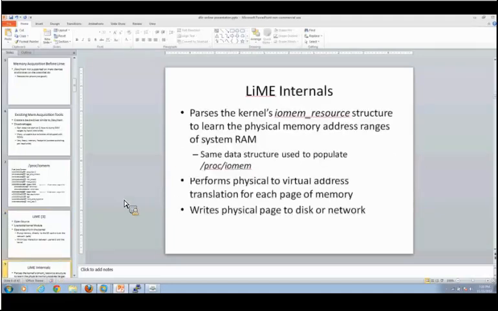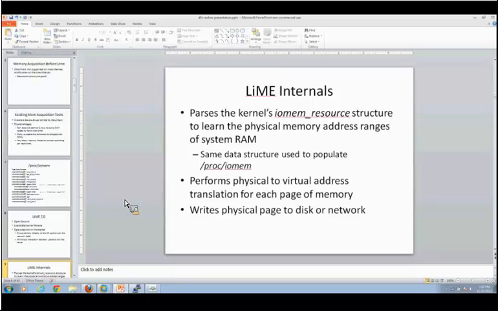The way LiME works is, if we saw that IOMEM output before, the way that gets enumerated is you have the IOMEM resource structure in memory. This is a C structure. There's a linked list that joins all of those address ranges together, and you simply walk those looking for ones that are system RAM, and then you acquire them.